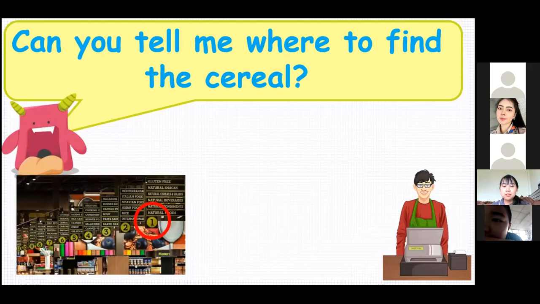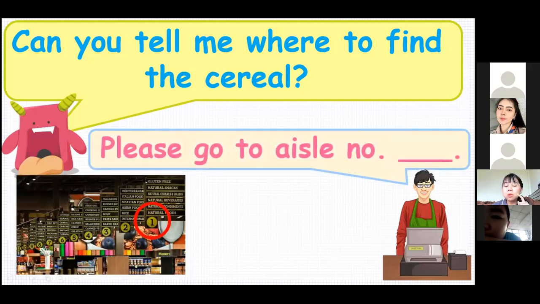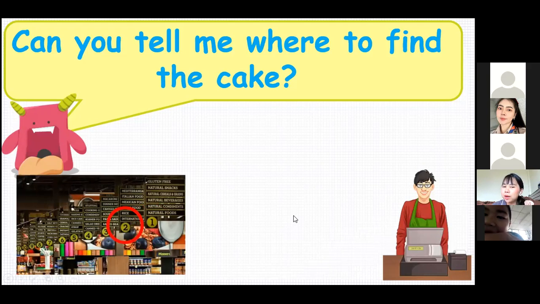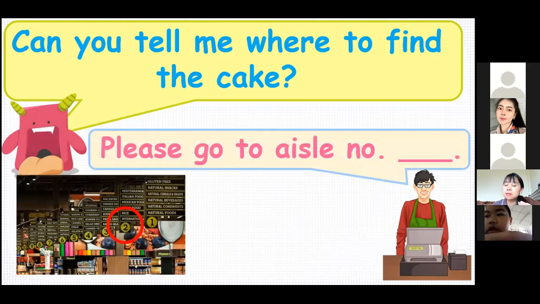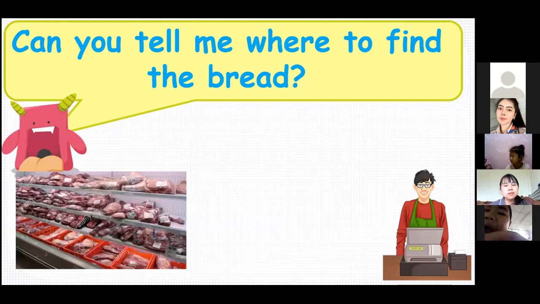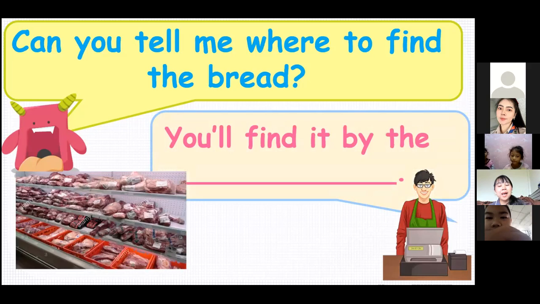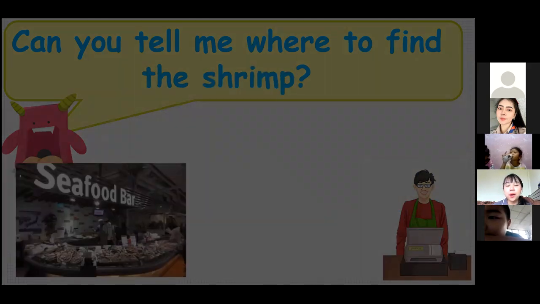3G. Can you tell me where to find the cereal? Please go to aisle number 1. Very good. Can you tell me where to find the cake? Please go to aisle number 2. Very good. Can you tell me where to find the bread or the meat? You will find it by the meat bar.